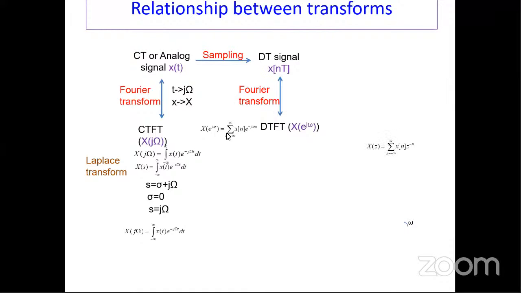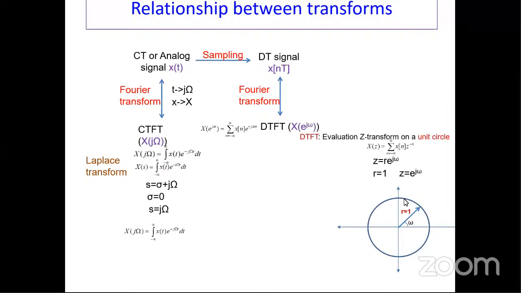So now you see the close resemblance between your DTFT and Z transform. So what is Z transform? Instead of x of e power j omega, you have x of z, sum of x of n into z power minus n. So if you replace z by e power j omega by taking a unit circle, what you will be able to get is DTFT. That means evaluating Z transform on a unit circle, you will be able to get DTFT. So DTFT is basically evaluation of Z transform on a unit circle.